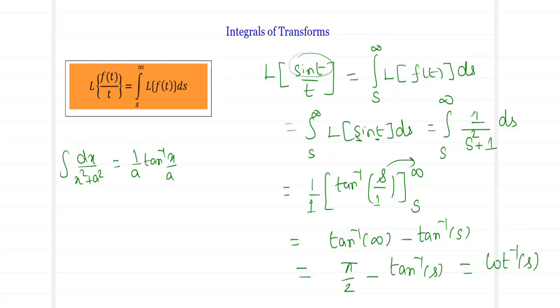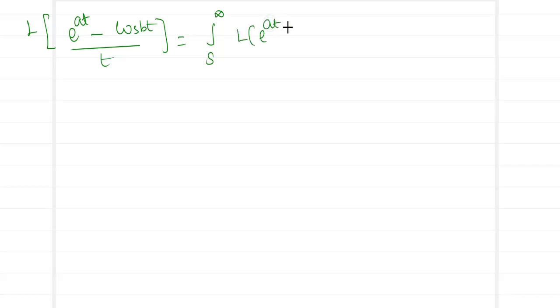Come, let us become accustomed with one more problem. Let us find the Laplace of e power at minus cos bt divided by t. So this is nothing but integral from s to infinity. As I see a denominator t, Laplace of e power at minus Laplace of cos bt, everything with respect to ds has to be integrated.